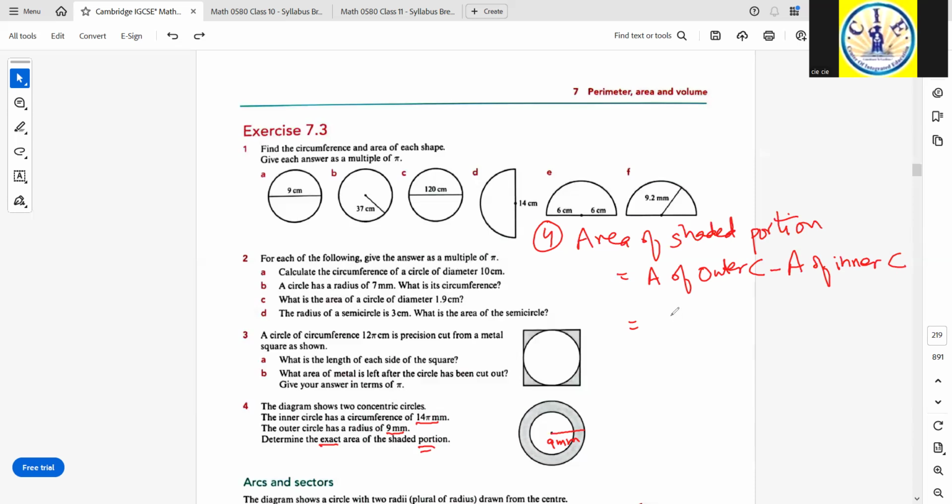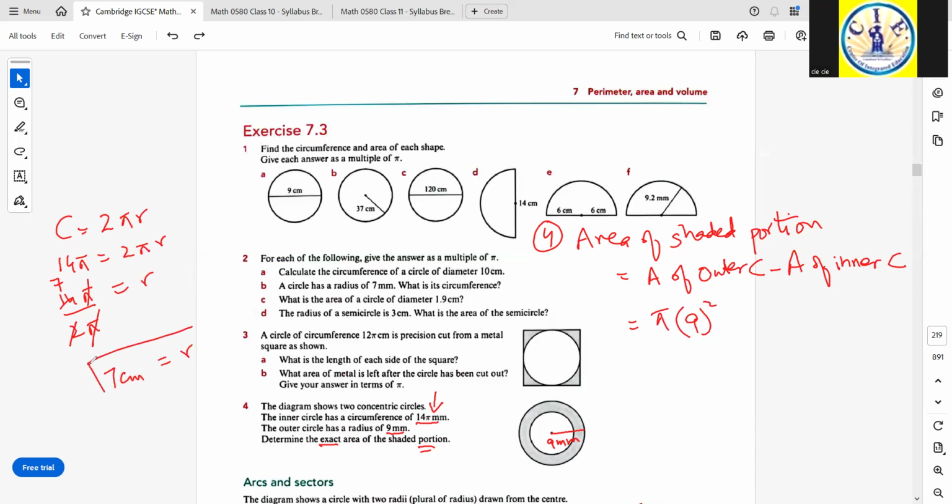Okay, the area of the outer circle will be given by pi times 9 squared. And now to calculate the area of the inner circle, we know that the circumference of this inner circle is 14 pi. So I'm going to use the formula of the circumference. Circumference is equal to 2 pi r. The value of the circumference is 14 pi, so 14 pi equals 2 pi r. So the radius is 14 pi divided by 2 pi. Pi gets cancelled out, and this gives us the radius of the inner circle as 7 millimeters.